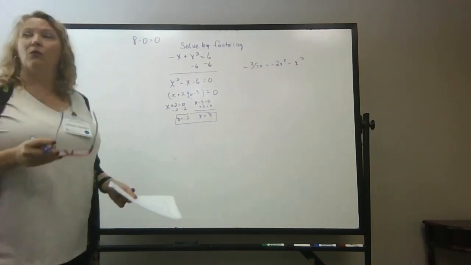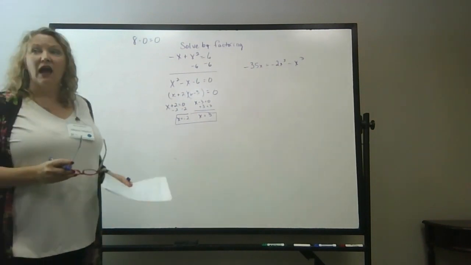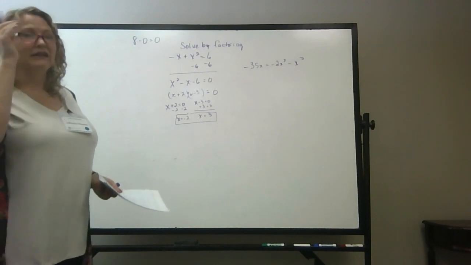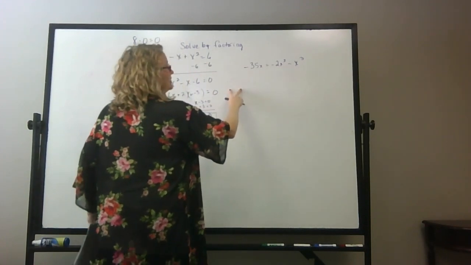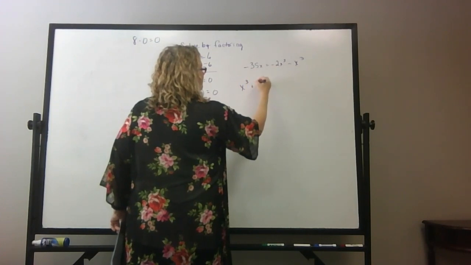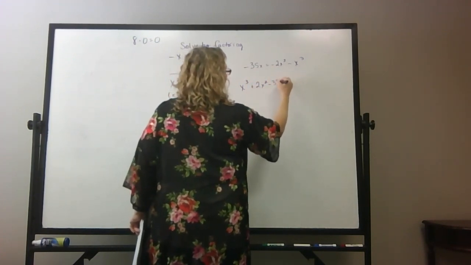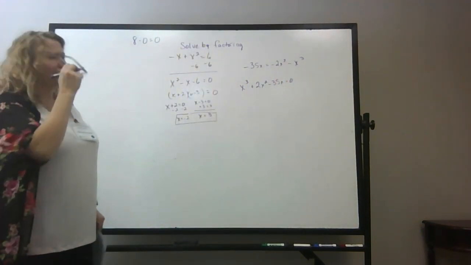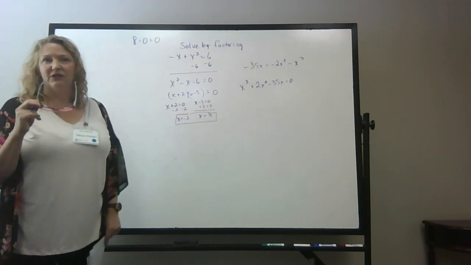I need to get everything on one side and set the whole thing equal to 0. Put everything on one side and put it in the right order so the exponents are descending. All right, so let's move these things over to this side so that I get this positive x cubed. I'm going to get a positive 2x squared, and I still have this negative 35x equals 0. All right, if you were going to factor this, what's the first problem that you run into?